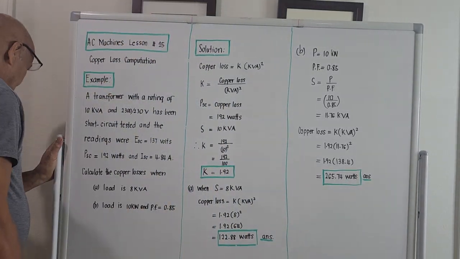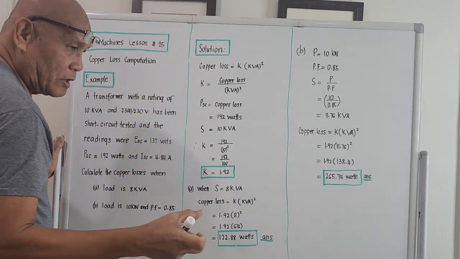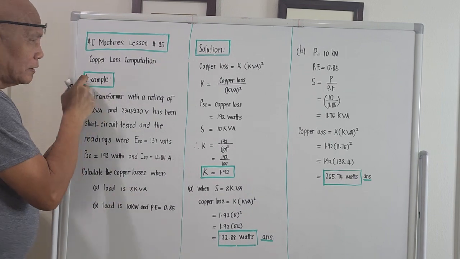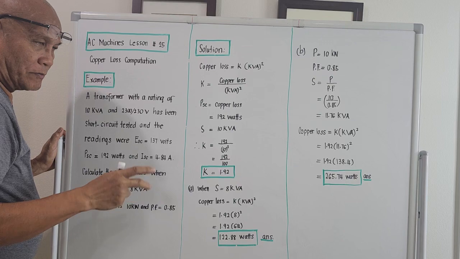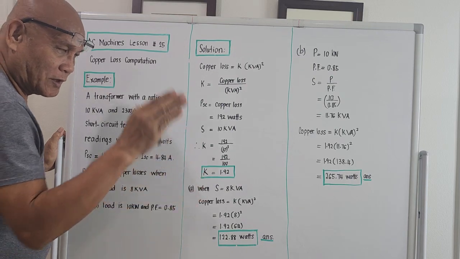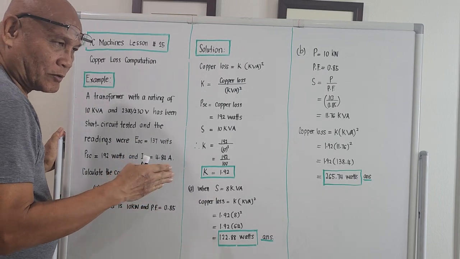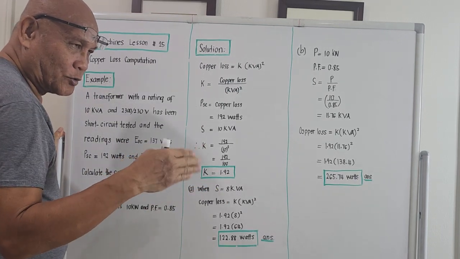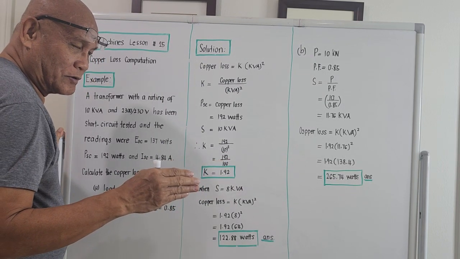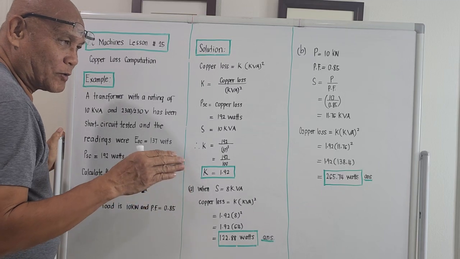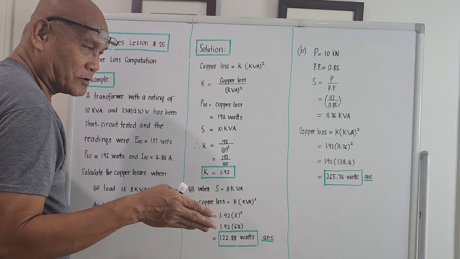The subject matter for this morning will be AC machines, lesson number 25. We are running smooth, okay? And the title of the topic is copper loss computation, by using the formula derived the last time around. That is, copper loss is equal to a certain constant K times the square of the kVA. So this is actually the other formula for the computation of the copper loss, right?